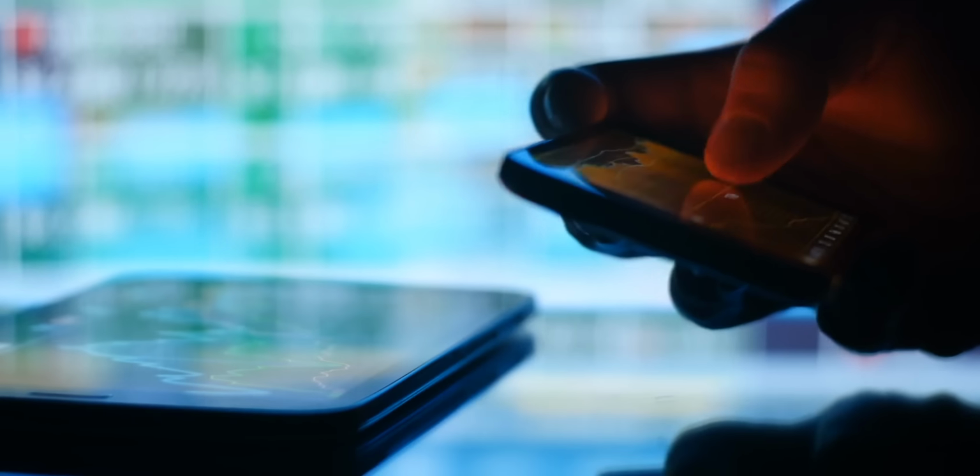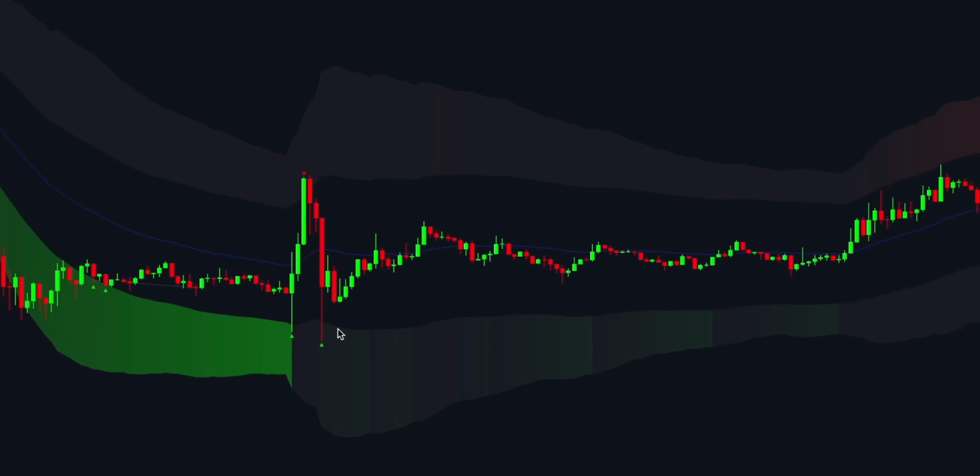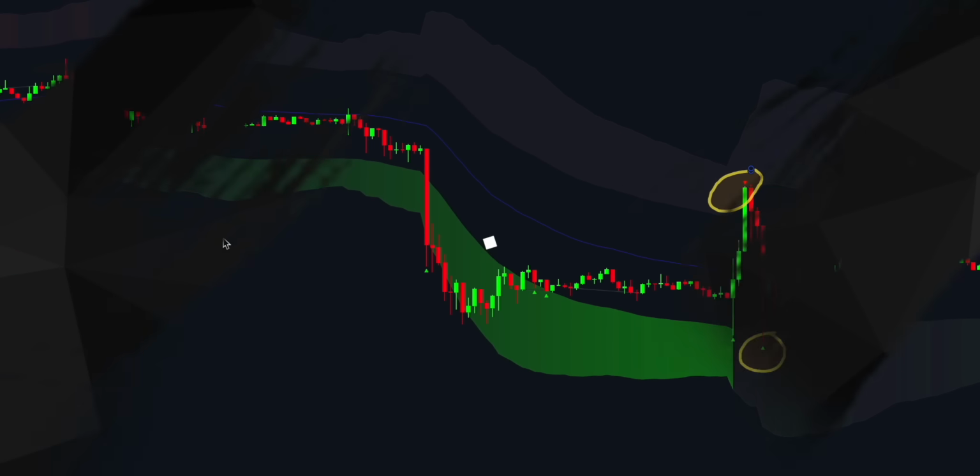Whether you're a day trader scanning the markets for short-term opportunities or a long-term investor looking for the best time to enter or exit a position, these indicators will provide invaluable insights. So stick around, this is not something you want to miss. Without further ado, let's dive into it.